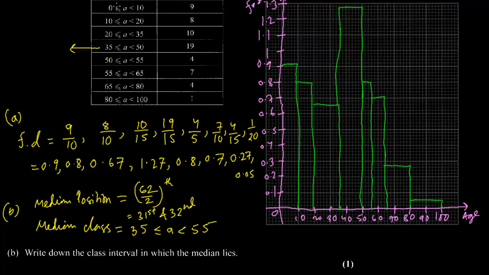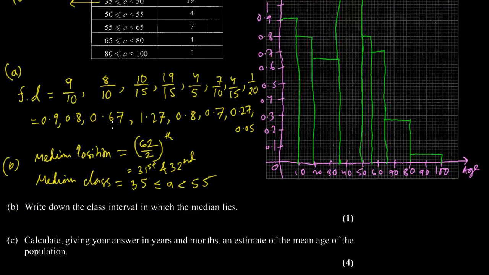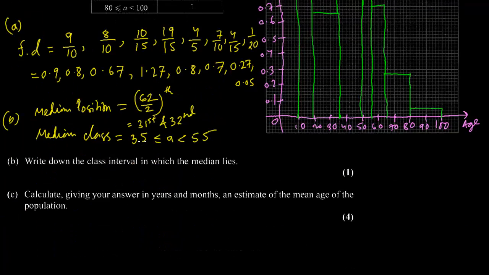Now one thing needs to be mentioned: this is greater than or equal to and this is less than. If there is no equal to sign, it doesn't really make any difference. A class can also be written as from 0 to 10 or 10 to 20, with a dash. It doesn't really matter whether there is an equal to sign or not. The next thing that we have to do is to find the estimate mean.